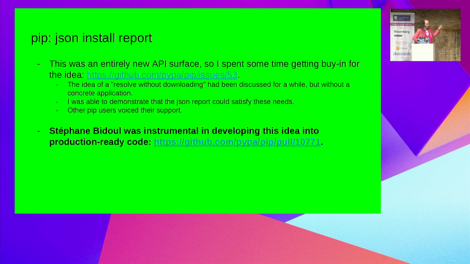This was an entirely new API service. Pip's stable API is the command line API, so it was the right thing to introduce it that way, but it wasn't clear where to add it. There was a back and forth regarding whether to put it in the download command or the install command. Stefan was extremely helpful in discussing that with me, and he was the one who actually implemented the feature and pushed it into production.